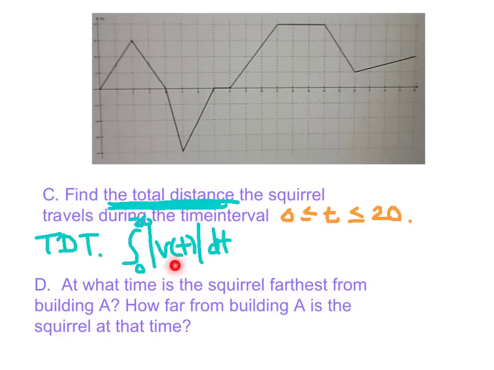It's strictly around velocity. So basically I just need to calculate all the areas from 0 to 20 of this velocity function. Go ahead and take some time and figure out how big each area is, and I'll do the same. Go ahead and pause me.